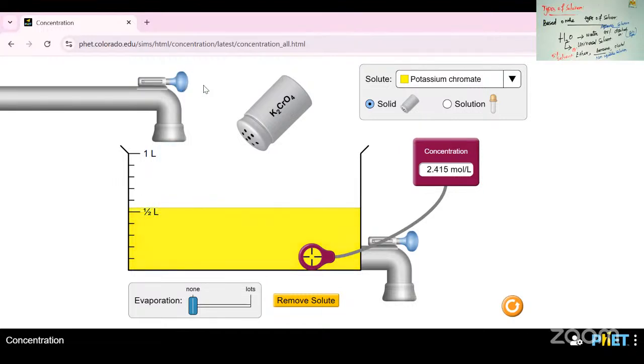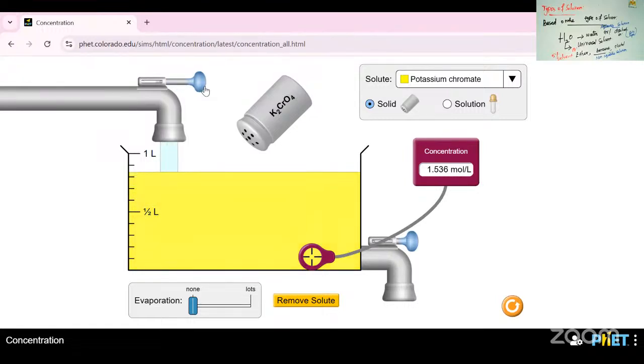I'm adding some water, half a liter. Immediately the concentration level is decreased. Yes, 2.415 mole per liter. So the concentration is decreased. Why? Because the solvent amount was increased.